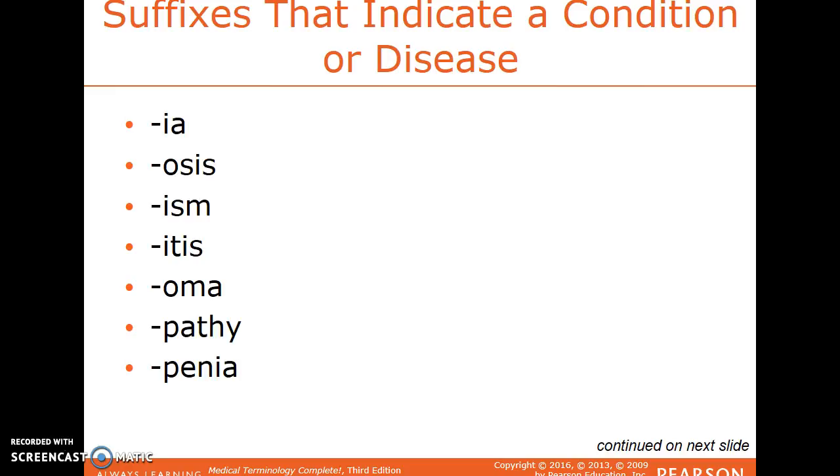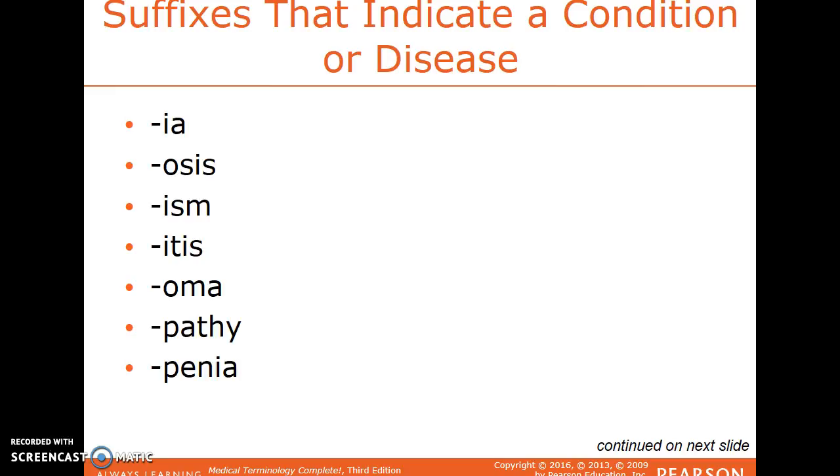Oma again means tumor. I hope you love repetition because there's all sorts of repetition here in medical terminology. So if you add the suffix oma to the word root for fat, L-I-P, lip, it forms the term lipoma, which means a tumor of fat tissue. Pathy means disease. In the term neuropathy, it means a disease of the brain or the nerves, more specifically.